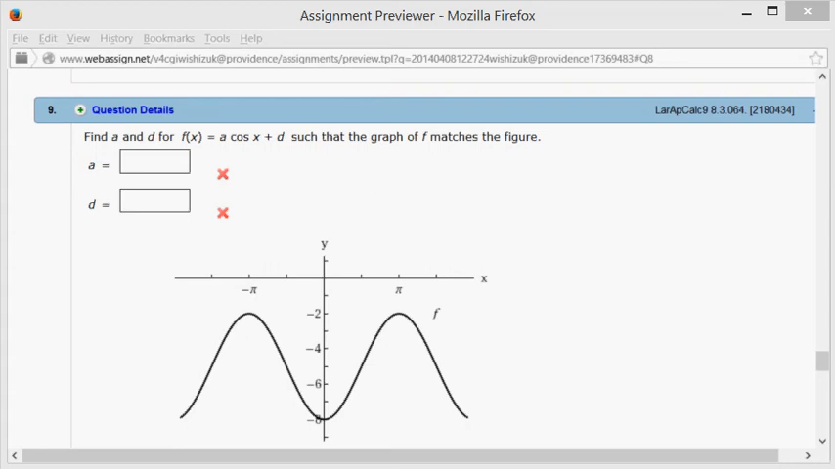All right, let's look at homework 8.3, problem number 9. We want to find the a value and the d value so that the graph of f of x will look like this. All right, so let's do that.